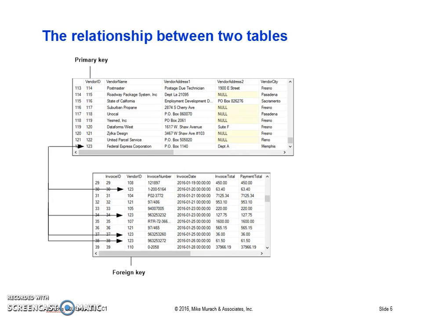So in this case, we have an invoice table and a vendor table, and the primary key in the vendor table is the vendor ID, and it's a foreign key in the invoices table. And that's how we relate these two tables together. Typically, the relationship when you join the tables is between a primary key and a foreign key.